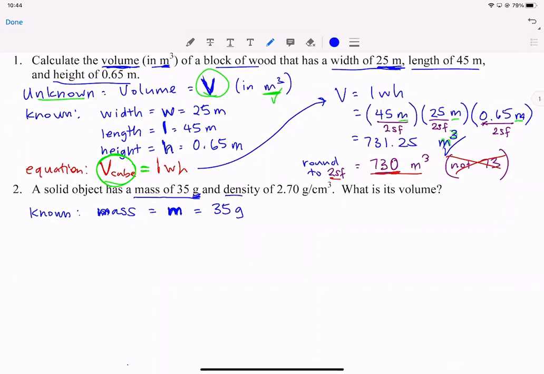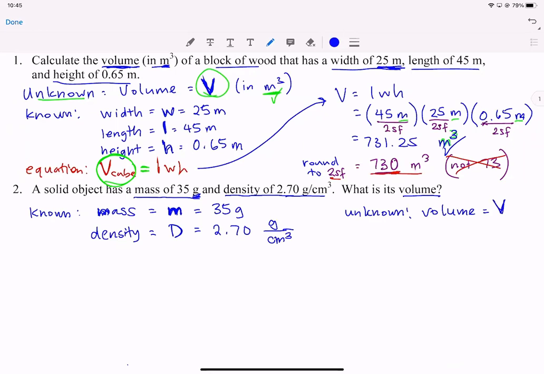So next is the density of 2.70 grams over centimeters cubed. So the density, which is an uppercase D symbol, you want to write 2.70 and then g over cm cubed. So then the unknown, which is this question asking you to solve for the volume. So again, the word volume is not as useful as the symbol, the uppercase V.